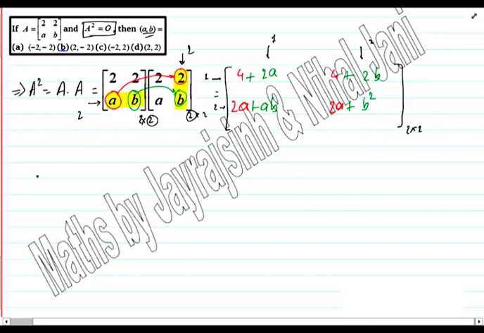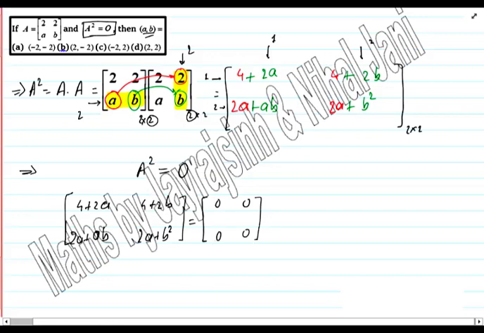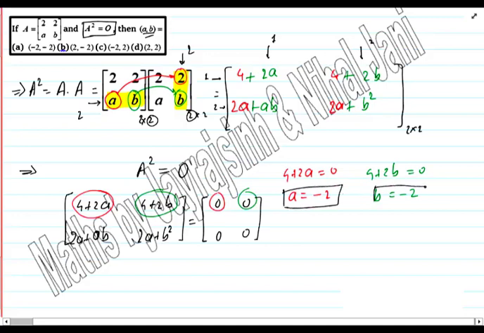So we are ready to use the condition which is given in the question, that A square is 0 matrix O. So let's put the values of A square and 0. So here we are. Compare the terms. 4 plus 2a is equal to 0. So we can say 4 plus 2a equal to 0 will give us a is equal to minus 2, right? And the second term is 4 plus 2b, which is equal to 0, will give us b is equal to minus 2, right? So this is your final answer?